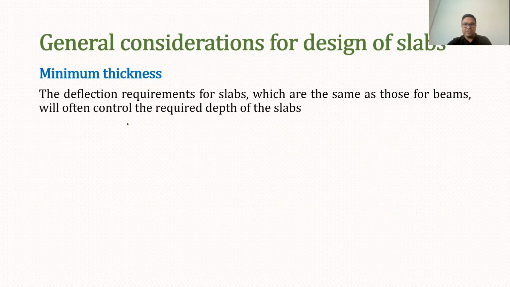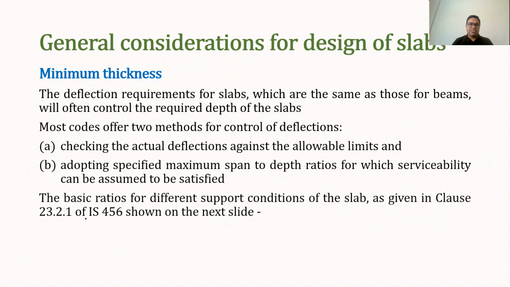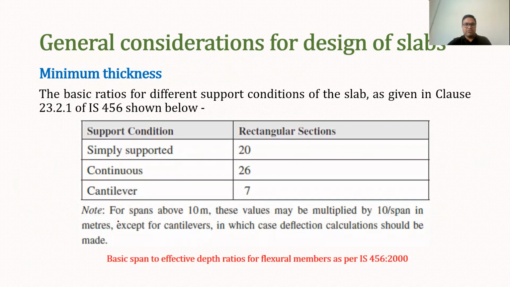So this ratio that I have just discussed with you is given in the IS code, and this is the clause. In this clause, you can see the L by D ratio for different support conditions. For your reference, I have provided it here also. If we have a simply supported slab, which means the slab simply resting on the supports, in this case the L by D ratio will be 20.